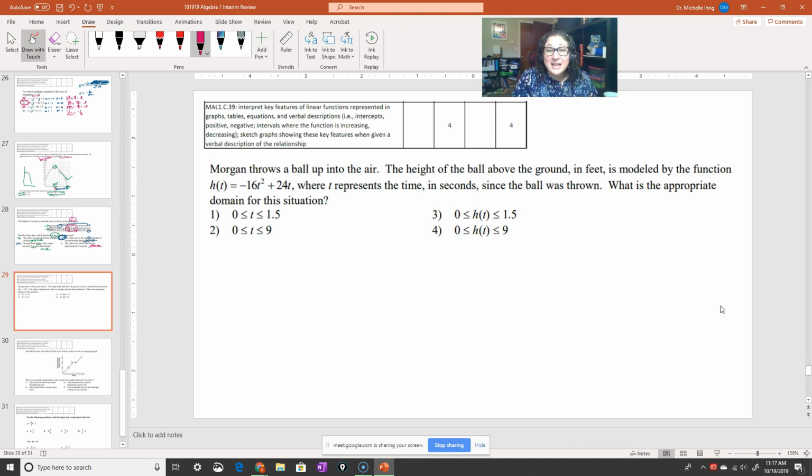Morgan throws a ball up into the air. The height of the ball above the ground in feet is modeled by that function where t is time in seconds that the ball was thrown. What is the domain? Okay, here is a couple things. Domain is always the one that goes across. Okay, it's always the x.